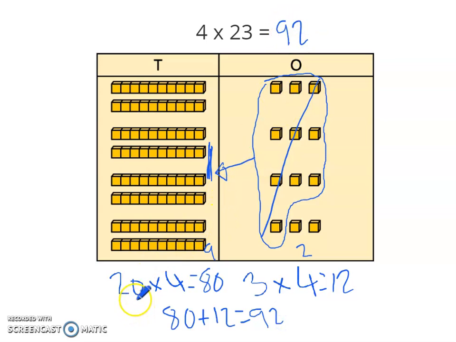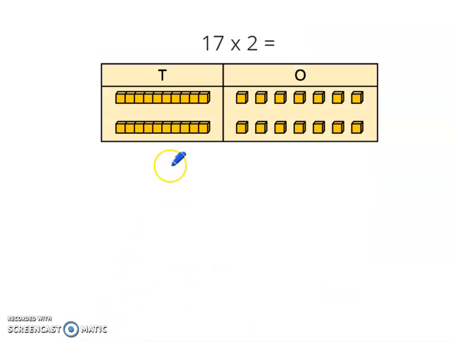Now let's have a little look at question 2, because it's really important that we're getting this regrouping model really solid in our minds before we move on to the independent work. So let's have a look at our 17 times 2. And once again, what I'm going to be asking you is what number sentence is represented here, and then we can add those two together. So this one is something times something, this one here is something times something. Find the answer to both and then add those together. So now pause the video and give this one a go.